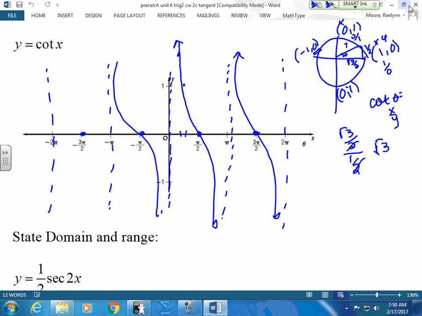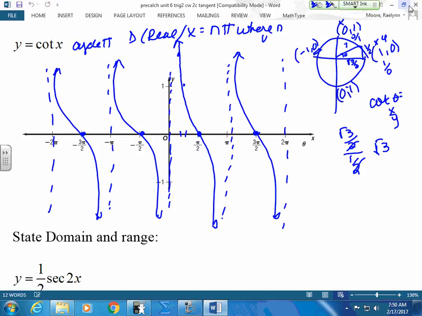Same pattern. What's the cycle of cotangent? How long does it take to complete one of those little 180 in pi? The cycle again is pi. Let's see if we can get the domain. The domain is real except what? Except, so how do I say that? So pi's, how do I put this with the n thing in it? When n is any integer. And so I say n pi, where n is any integer.